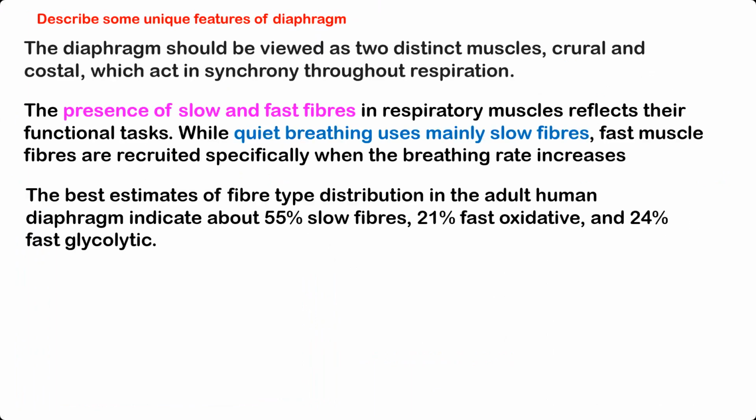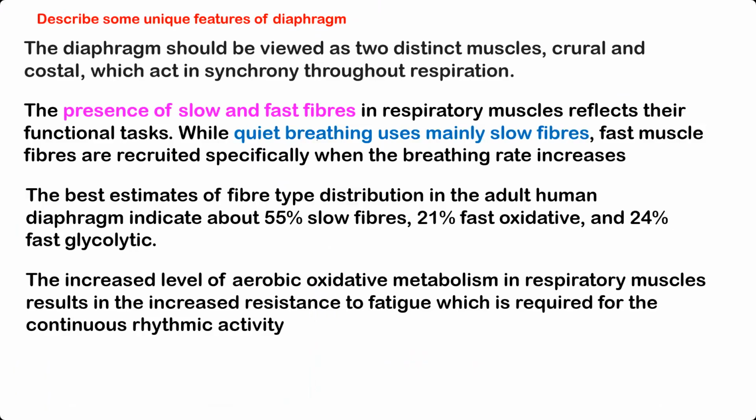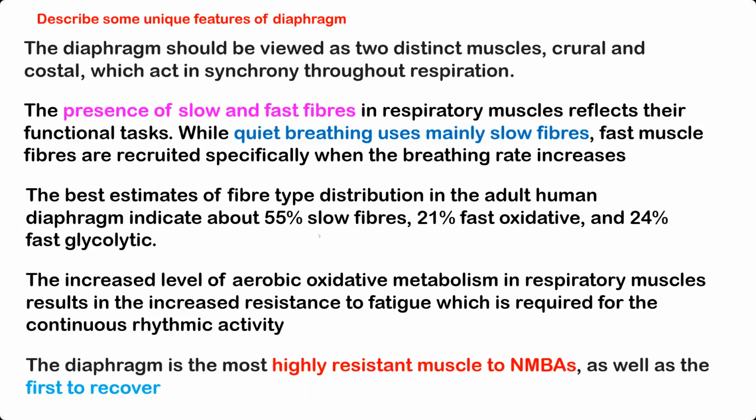And unique features of the diaphragm, which are all the things. Just have to skip through that. It's a highly resistant muscle to neuromuscular blocking agents. So this is the last muscle to be paralyzed when you give a neuromuscular blocking agent, and the first muscle to recover. That is the important thing because of the highly sustainable nature of the muscle.